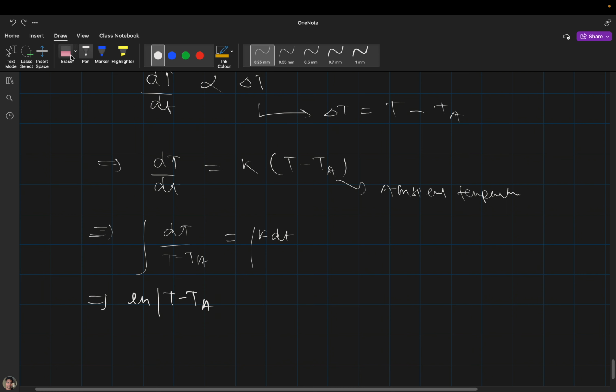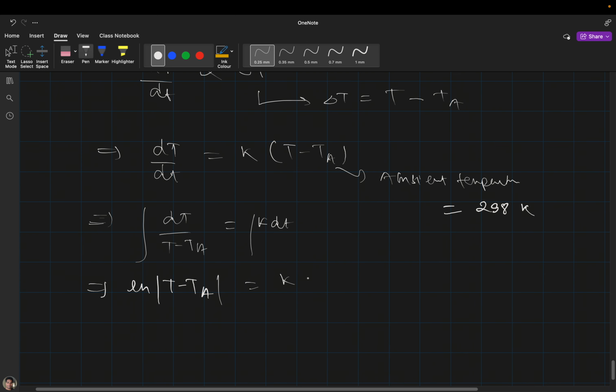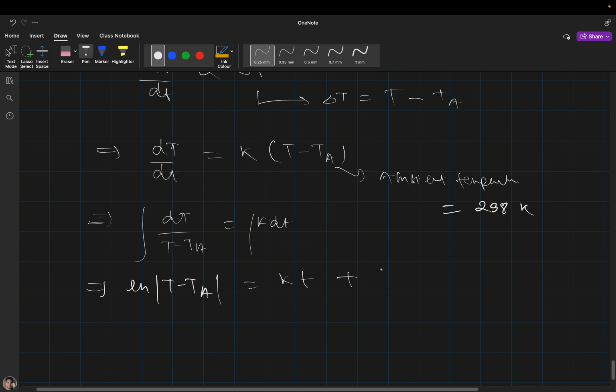Here you have to understand that Ta you already know. That is nothing but 298 Kelvin, room temperature, 25 degrees centigrade, which means 298 Kelvin. So that will be kt plus another constant.